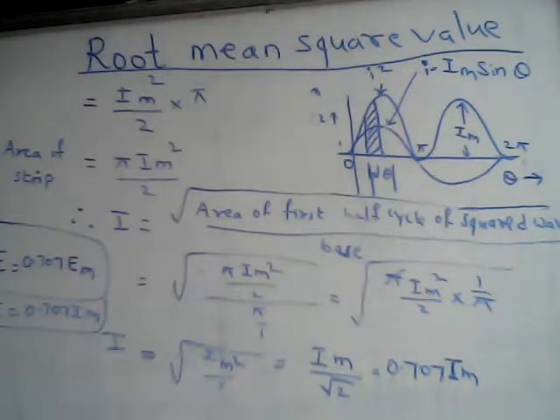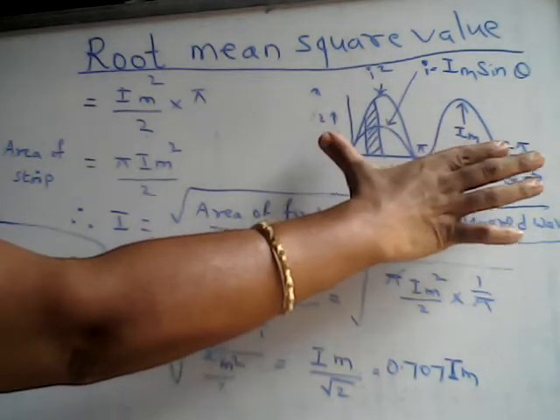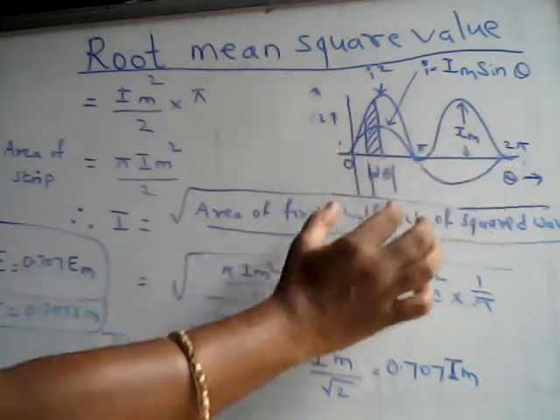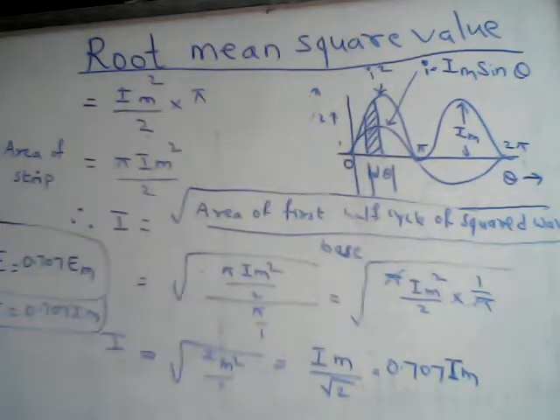We have taken the base as 0 to pi, that is pi minus 0 is pi. We can take even 0 to 2 pi. If we take 0 to 2 pi, the base should be 2 pi only, and then equating all, we will again get the same thing. This is how we calculated, or derived, the equation for the root mean square value of AC current as well as the AC voltage, which is represented by E.